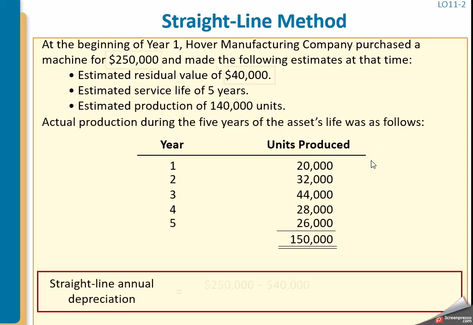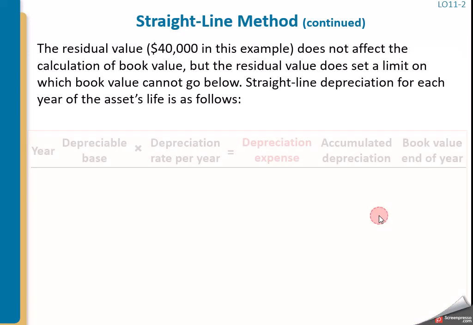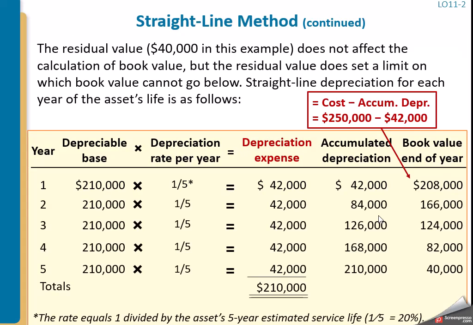So here they give us an example. So if we have a cost of $250,000, a residual value of $40,000, and we estimate that we're going to use it for 5 years, we're going to just take the $210,000 allocation base, divide that by 5, and that gives us $42,000 a year. So then you can see it's the exact same amount every year.